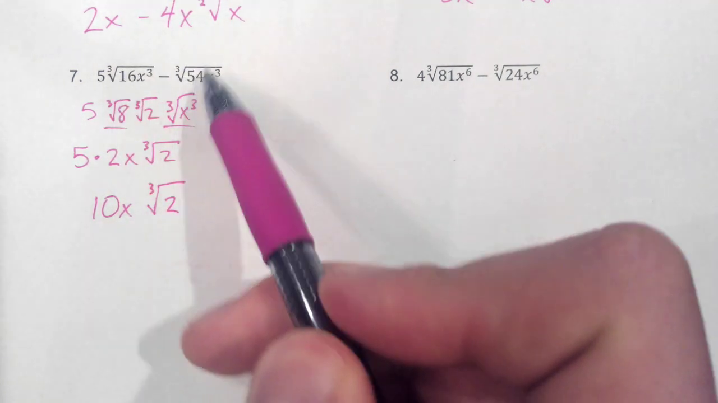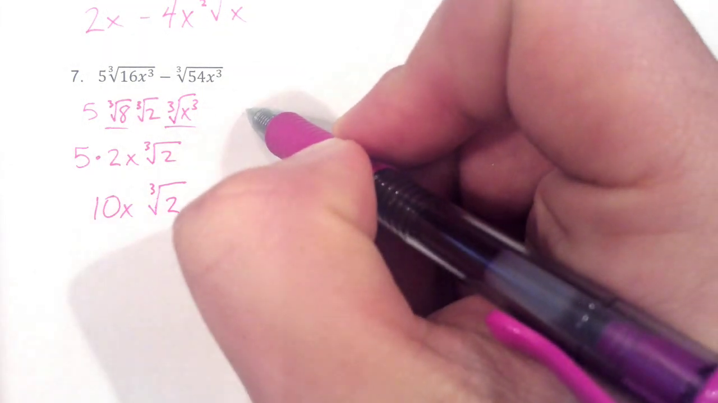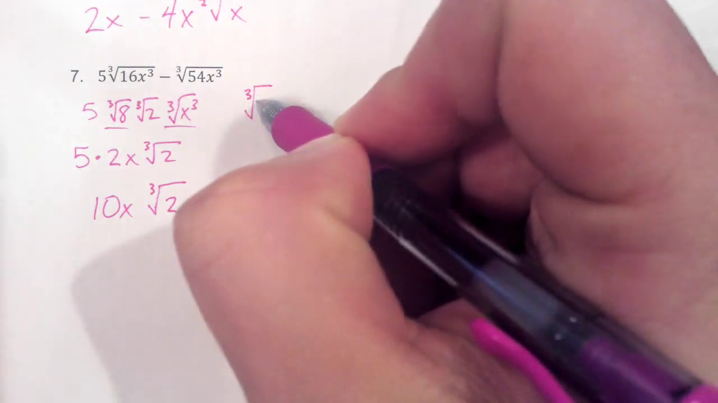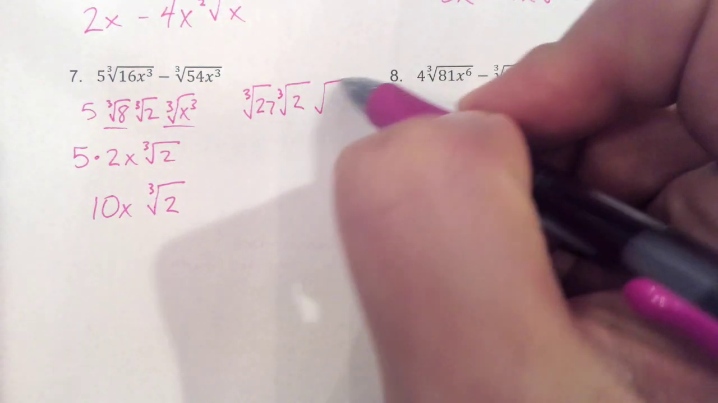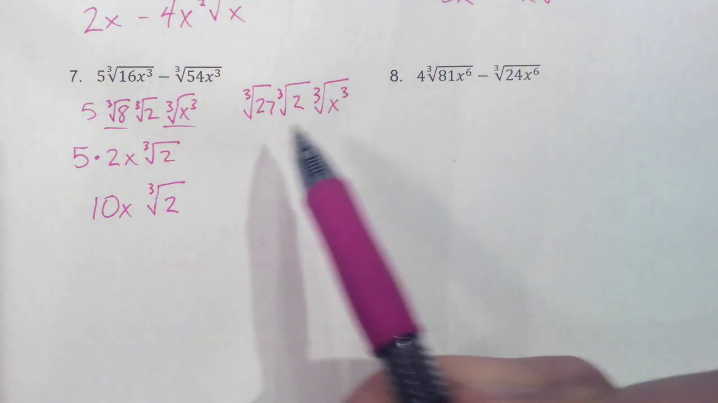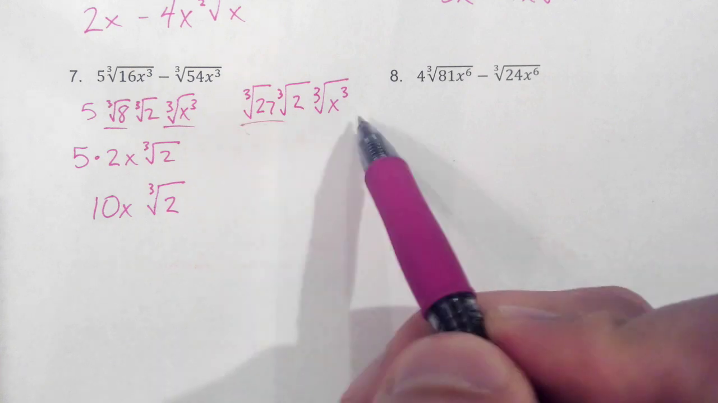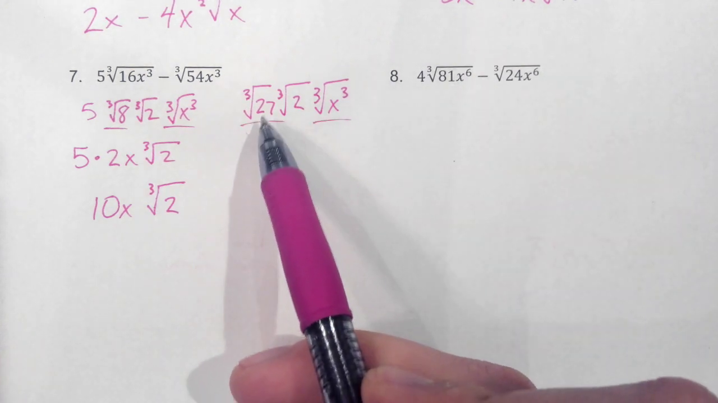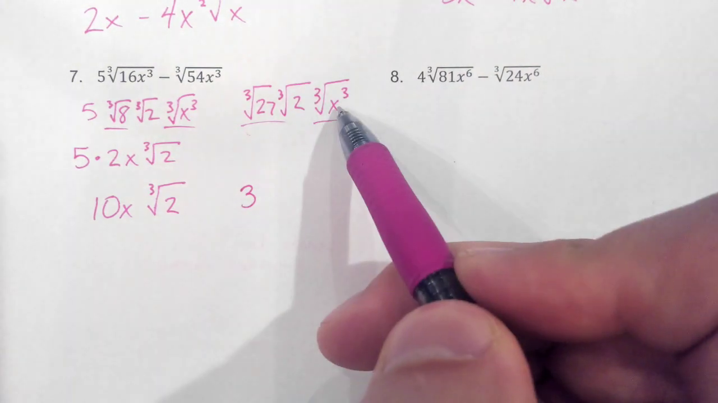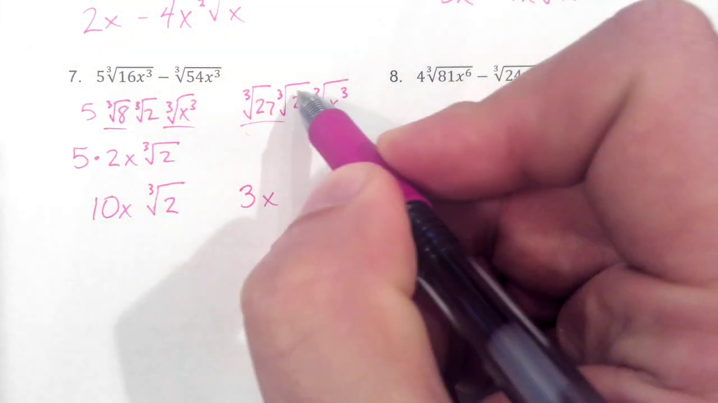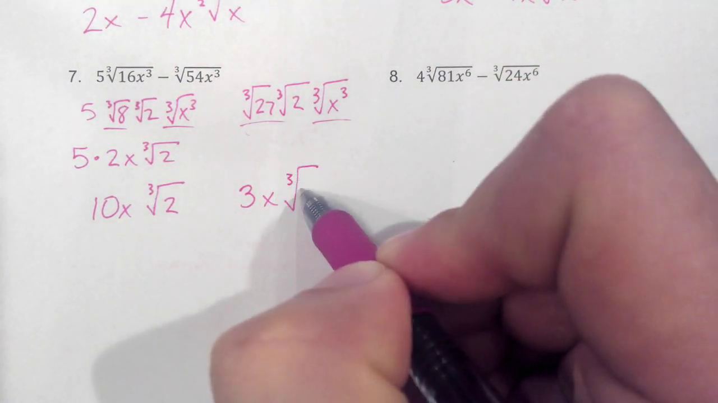Second term, what perfect cube divides 54? It's going to be 27 times 2. And then I've got the cube root of x cubed once again. So I'm going to simplify the perfect cube parts. That would be these two. Cube root of 27 is 3. Cube root of x cubed is x. And then I've got that cube root of 2 tagging along.